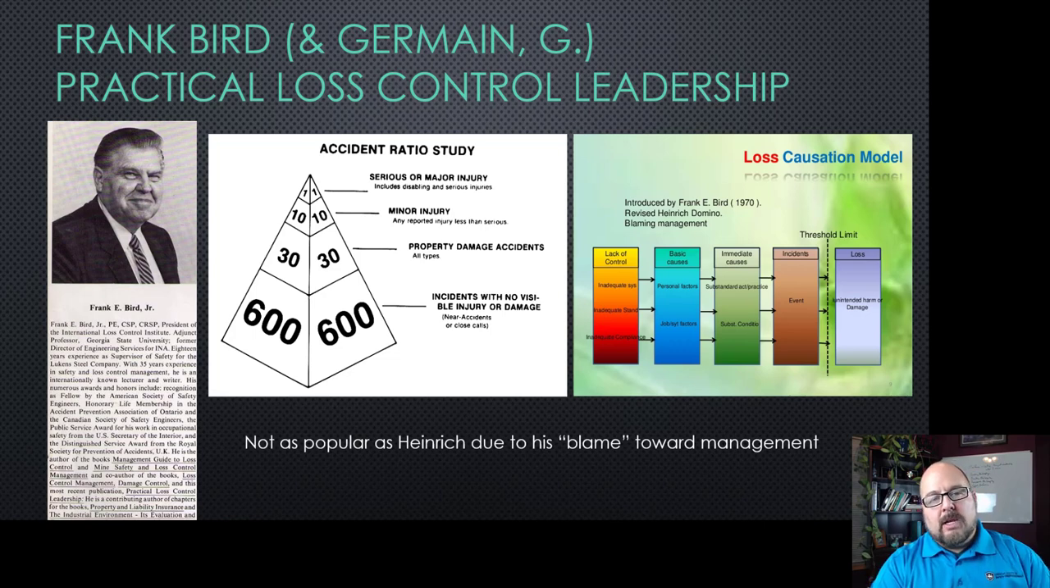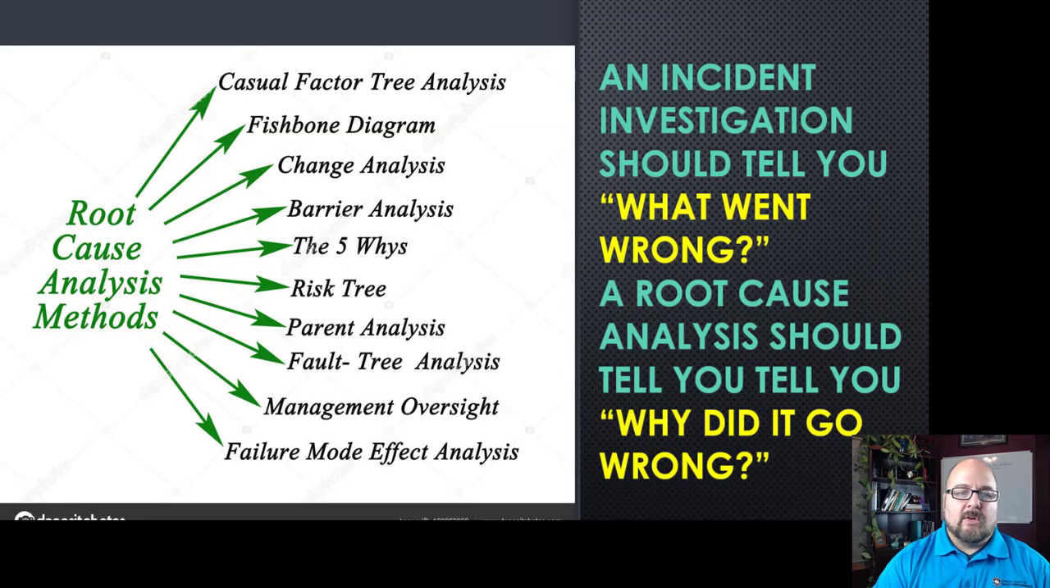Along came Frank Bird, and he published with Germain and sort of updated the pyramid. And you can see it here on the screen that it's now for every 641 exposures, 600 are near miss, 30 are property damage, 10 are minor, 1 is major. It's the same basic concept as Heinrich, that there's value in frequency. There's value in the reporting and the investigation of occurrences that could lead to injury, and not making the outcome dictate whether it gets reported or investigated or considered.